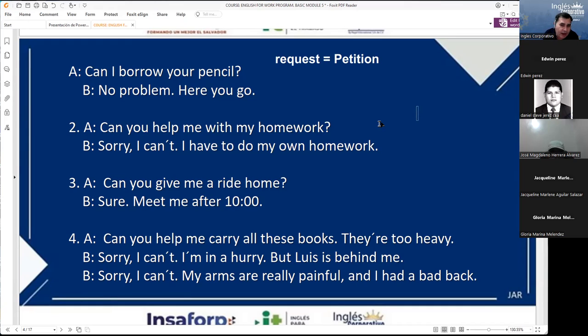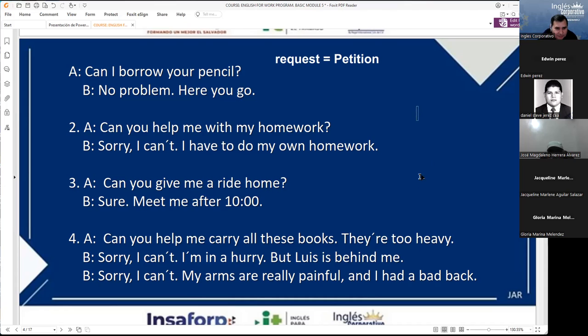Can you give me a ride home? Sure. Meet me after 10 p.m. I'll give you a ride. Can you help me carry all these books? They are too heavy. Sorry, I can't. I'm in a hurry. But Luis is behind me. Sorry, I can't. My arms are really painful. And I have a bad back.